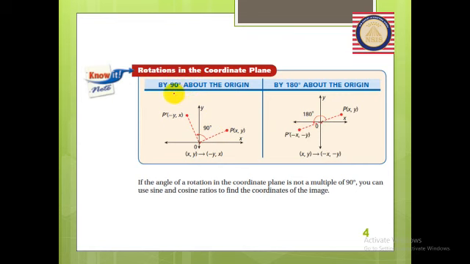Here I have the rule of rotation: my point x, y will be negative y and x. This is my transformation if I'm rotating 90 degrees about the origin. If I'm rotating 180 degrees, my point x, y will be negative x and negative y. Very good.